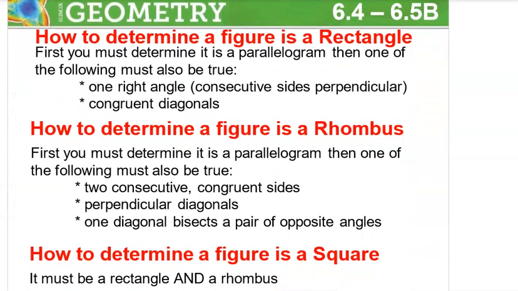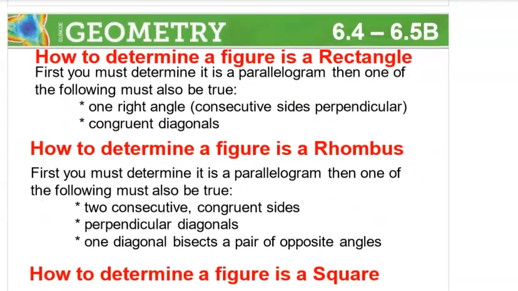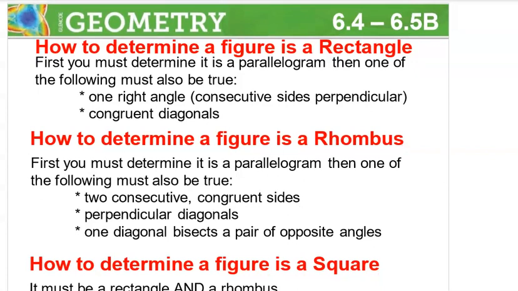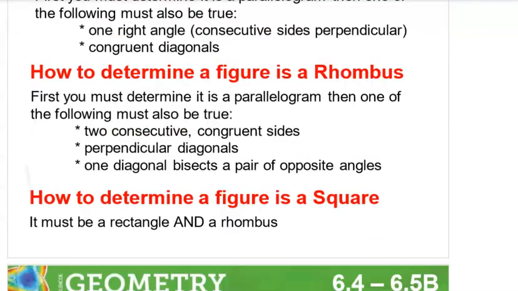Okay, so we're going to determine whether something is a rectangle. You have to first decide if it's a parallelogram, and then you have to decide if one right angle is, if consecutive sides are perpendicular or if the diagonals are congruent. If you're looking at whether a figure is a rhombus, you need to determine it's a parallelogram, and then you have to decide if there are two consecutive congruent sides, or if diagonals are perpendicular, or if one diagonal bisects a pair of opposite angles. So that would be a test for that. To determine if a figure is a square, it has to have all of the properties of a rectangle and a rhombus. So all of these tests would apply.